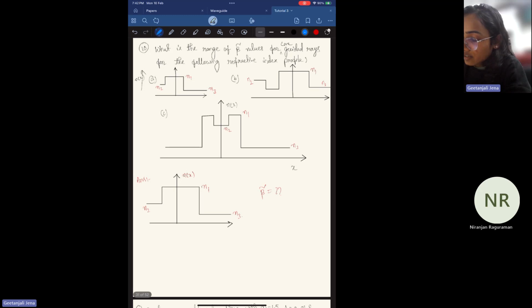So here you can see the highest refractive index is n1. So that means TIR should occur at the core cladding interface here also and here also. Whatever the ray is propagating, it should get reflected. It should undergo TIR at the core cladding interface.